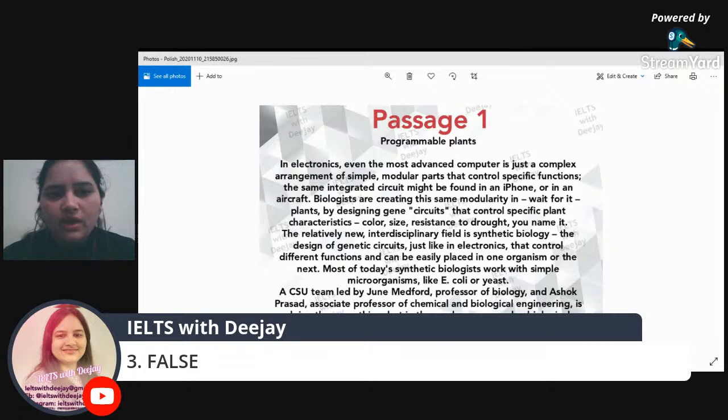Yes, I mentioned the answer wrong. Second one is not given. That is a typing mistake. So second one is not given. First one is true. Second is not given. And third is false.